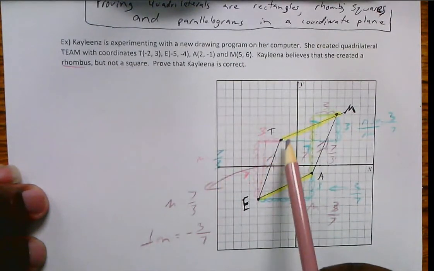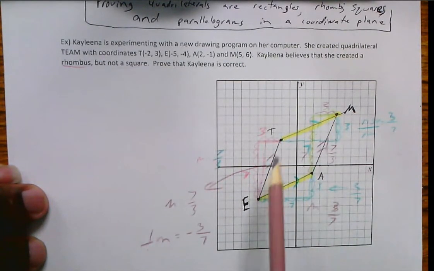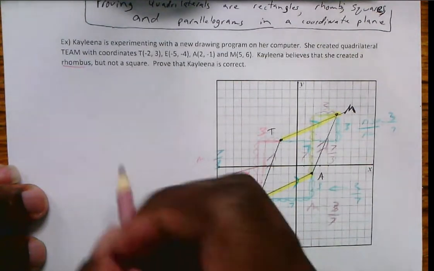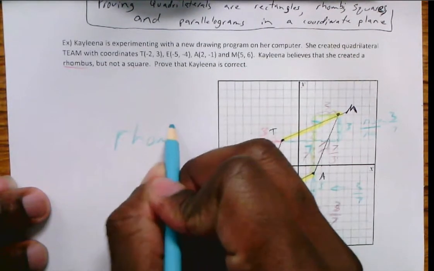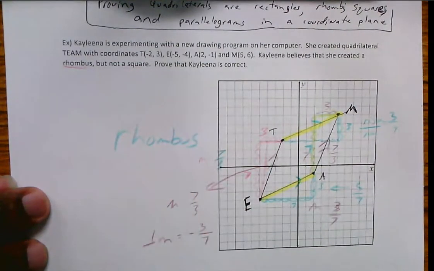We could also prove these sides are congruent, but our goal is to prove whether or not the rhombus is a square. So this is definitely a rhombus. Let's look at one more just like it.